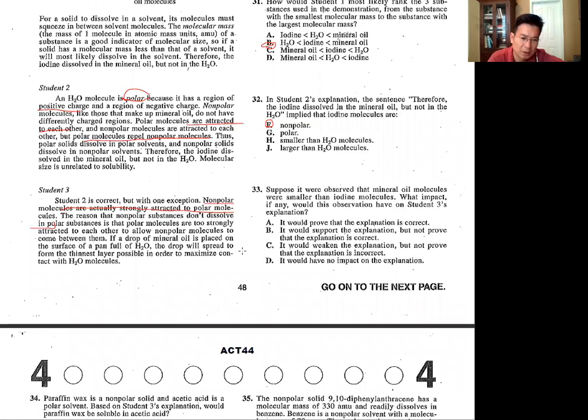Suppose it was observed that the mineral oil molecules were smaller than the iodine molecules. This is the student 3 explanation. Student 3 is all about following student 2, except for the one condition. Non-polar still attracts non-polar, right? So this has nothing to do with the size of it. So which is D.